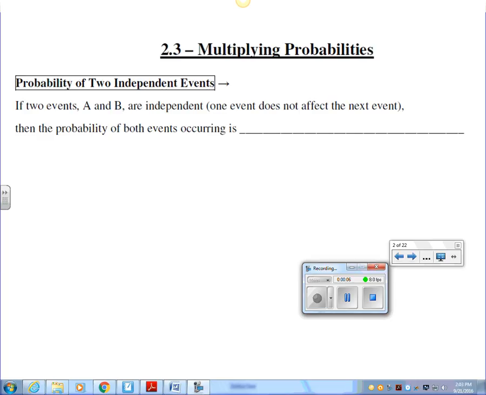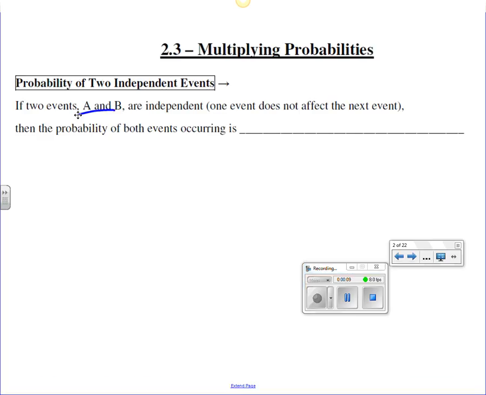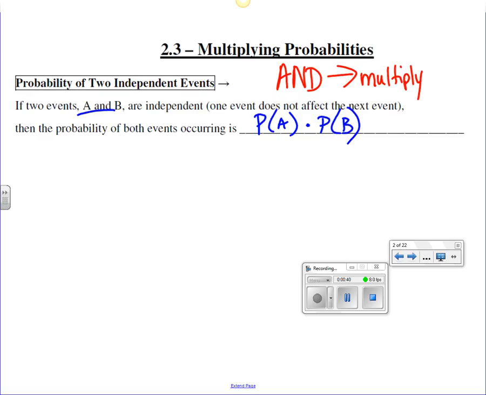So if two events A and B are independent, and we said yesterday that meant one event does not affect the other, then the probability of both events occurring is the probability of A times the probability of B. One thing that you'll hear me say a lot starting tomorrow is if the problem says the word and, then you multiply. So go ahead and write that down. If the problem is asking what is the probability that you're on time on Monday and on Tuesday, then you would multiply to get your answer.